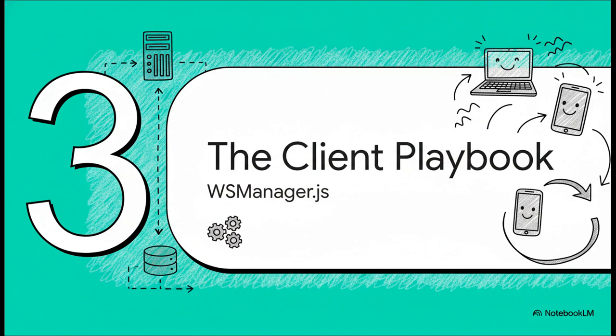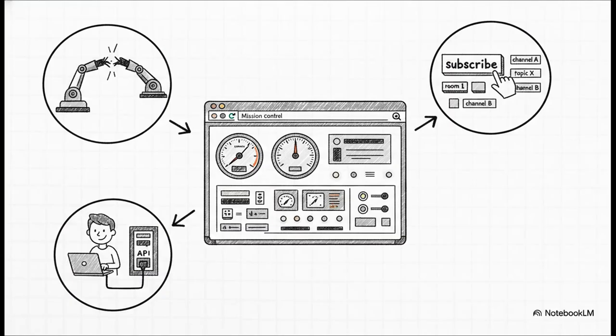Well, that's where WS Manager JS steps in. It's the client-side hero that tames all the complexity of the WebSocket connection for us. You can think of WS Manager.js as mission control right inside your browser. It doesn't just open the connection, it pilots it through any turbulence. If your Wi-Fi drops for a second, it doesn't just give up. It automatically tries to reconnect. And it's smart about it, waiting a little longer after each failed attempt. It manages all your channel subscriptions, it processes incoming data, and it wraps the whole thing in a clean, simple API for the developer.